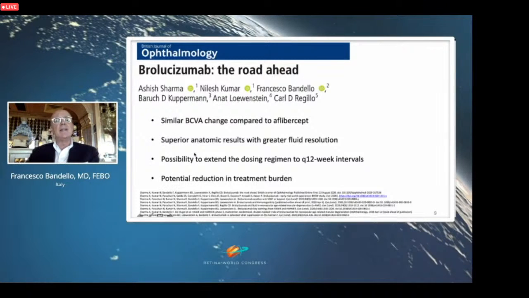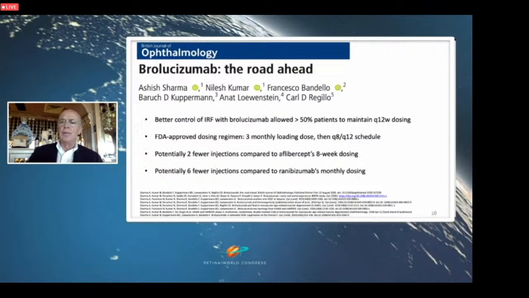So, with reference to the efficacy of brolucizumab, we can say on the basis of the data that we have a similar best-corrected visual acuity when we compare brolucizumab with aflibercept, but with better anatomic results. And the other point is that we can extend the dosing regimen to 12 weeks, which means 3 months. This means that we should have a potential reduction in the burden of treatment for our patients. Then we had a better control of intraretinal fluid with brolucizumab. We had some other advantages.